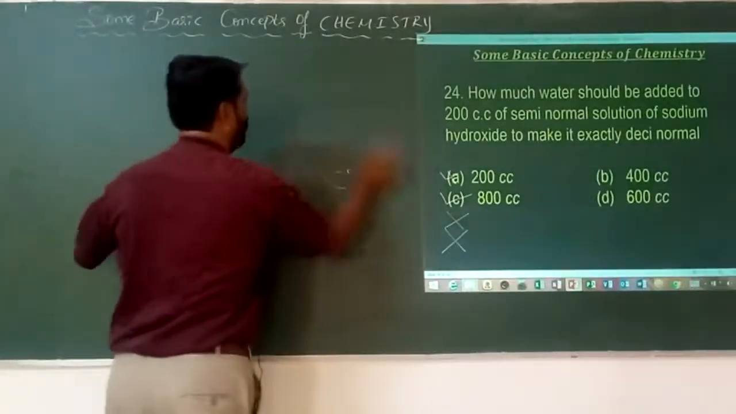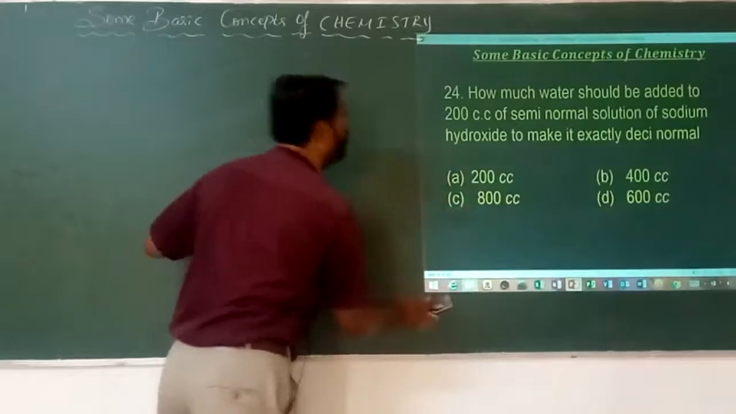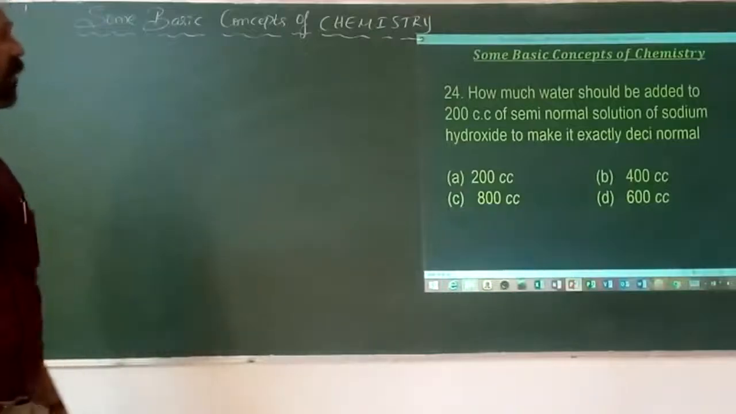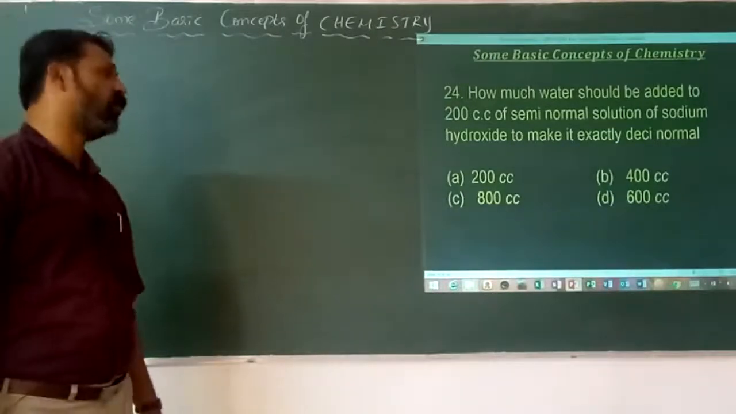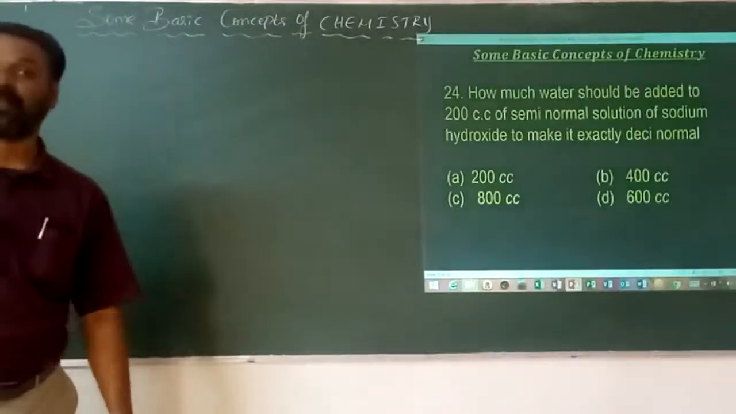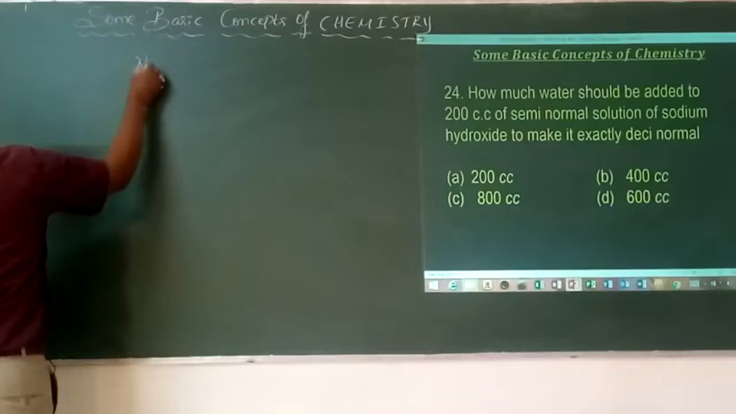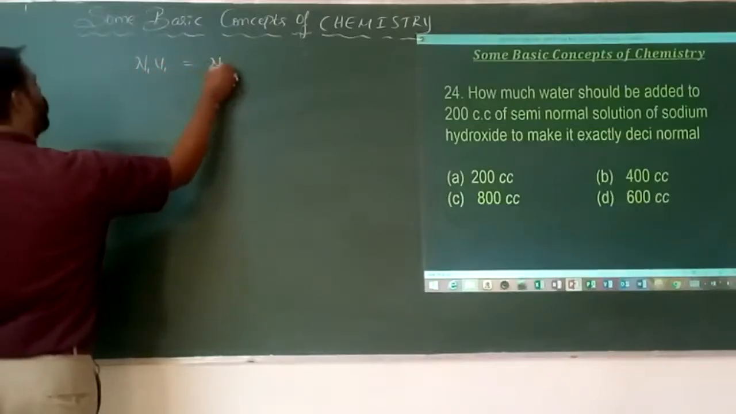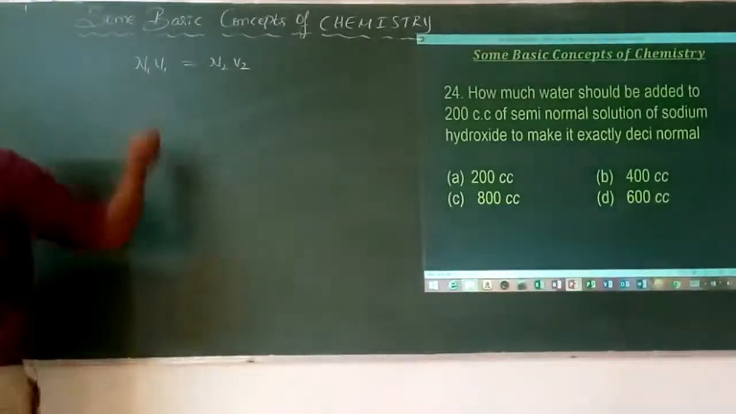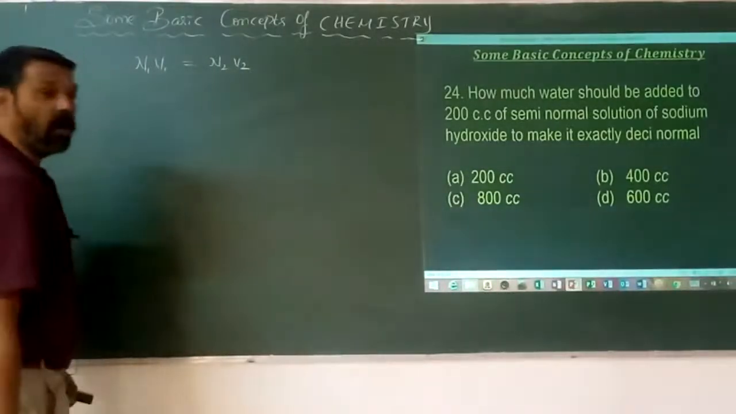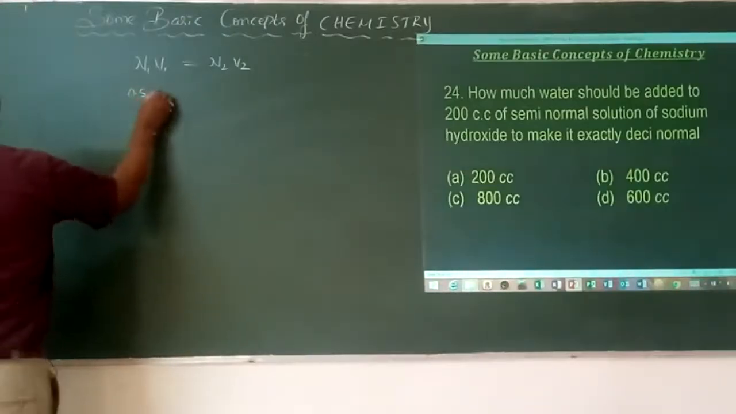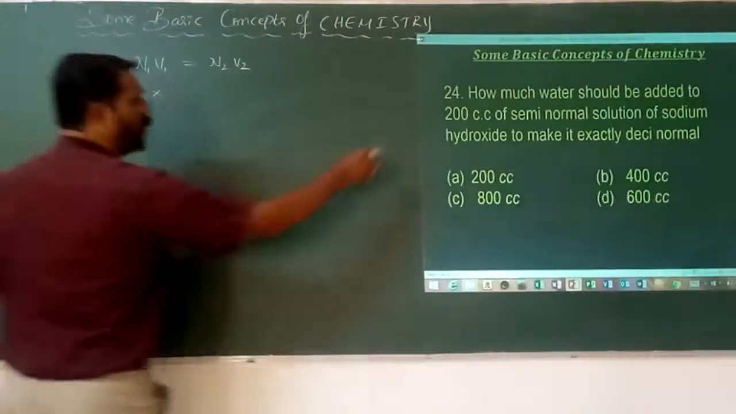Next is, how much water should be added to 200 mL of a semi-normal solution of sodium hydroxide to make exactly a decinormal solution? What's the principle of dilution? Normality into volume of the first solution is equal to normality into volume of the second solution. First, what is the normality? Semi-normal. Semi means half. Half means 0.5. Into first, what is the volume here? 200.